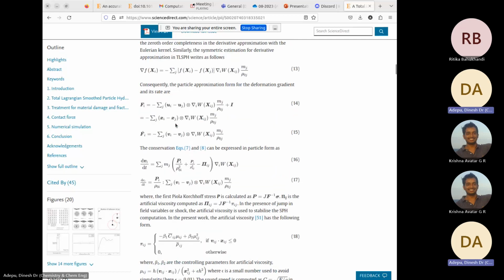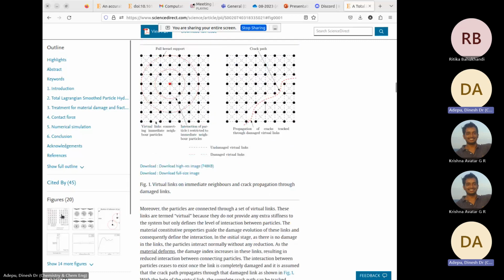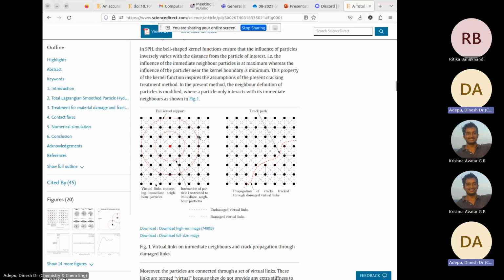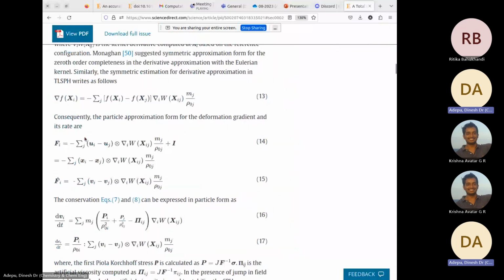So the point is, in this SPH, you have these particles. It's not a mesh. So at each point, you'll compute the F value. You can see the F value here, and the rate of change of F as well, and you'll update the particle positions with time.